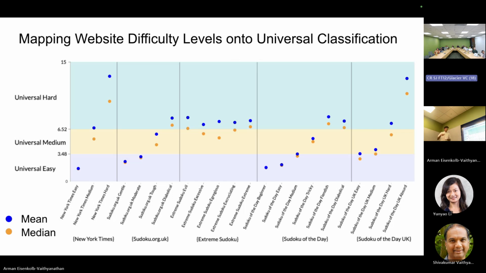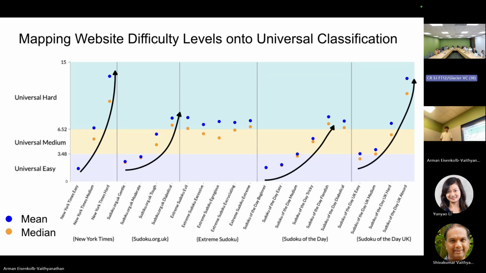For universal medium, the mean Nishio human cycles is 6.74 and the median is 5.32. For New York Times Hard, the mean Nishio human cycles is 13.18 and the median is 10. For 4 out of the 5 difficulty levels, we see nice progression with the difficulty levels from each site and the universal categories. However, as we saw before, Extreme Sudoku seems to be anomalous, with all 5 difficulty levels classified as universal hard with the mean Nishio human cycles.